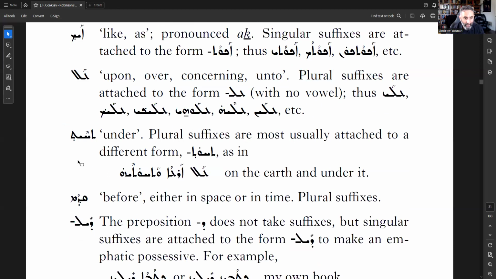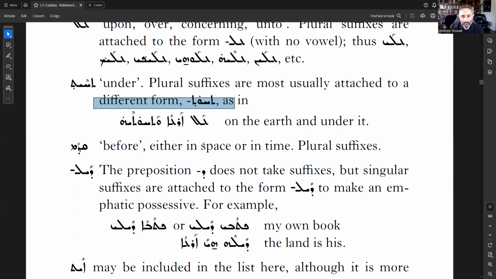Okay. Taith, under. Plural suffixes are most usually attached to a different form, thoth. So al ara'a wa thothe, on the earth and under it. So taith means under. If you want to use endings, you use thoth and then you add the endings. Qadam, plural suffixes. So qadame means before, either in space or in time. So in front of somebody, before them, or before them in time. Plural suffixes, so qadame, qadameik, qadamau, qadameh, and so on.